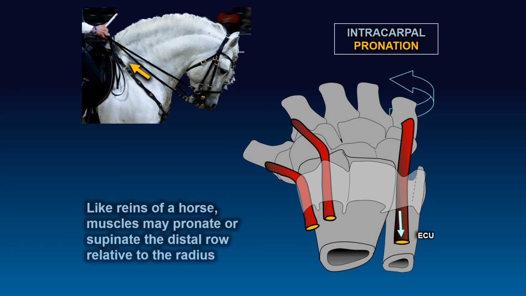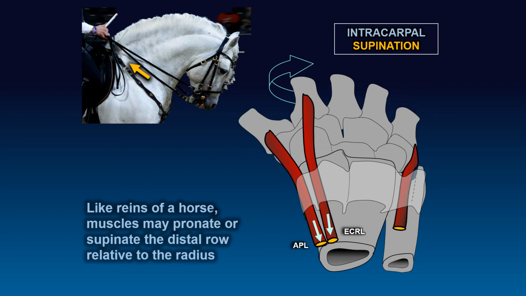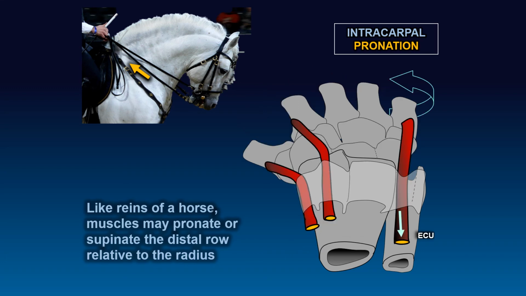Muscles are like reins of a horse. You may pronate or supinate the distal row relative to the radius depending on what rein you use. If you pull left, in this case, if you pull extensor carpi radialis longus and abductor pollicis longus, ECRL and APL, the horse will turn left, that is, in supination. If you pull right, in this case the ECU, extensor carpi ulnaris, the horse will turn right to pronate the distal row.